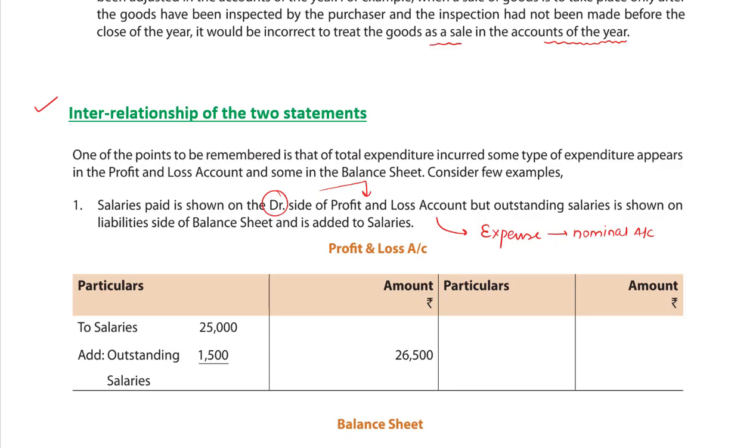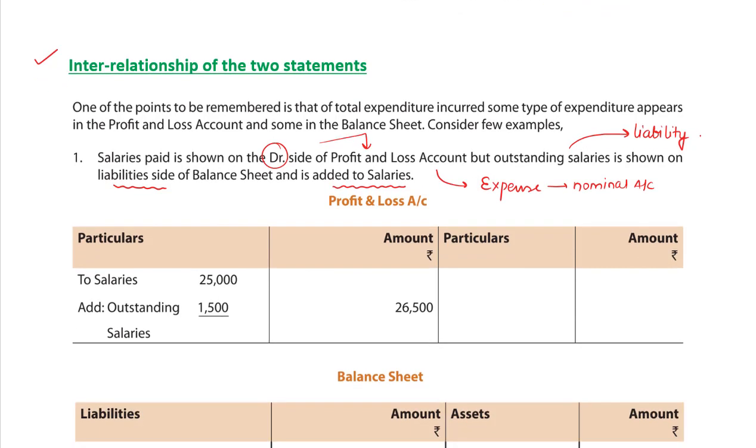But outstanding salary is a liability. So it should be shown in the balance sheet, on the liability side of the balance sheet, and added to the salary because it is still outstanding. So it would be added to the salaries in the profit and loss account.